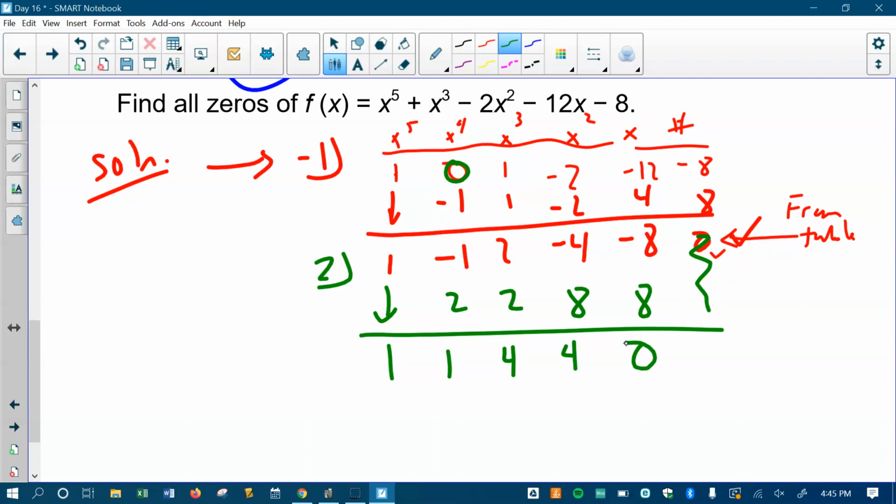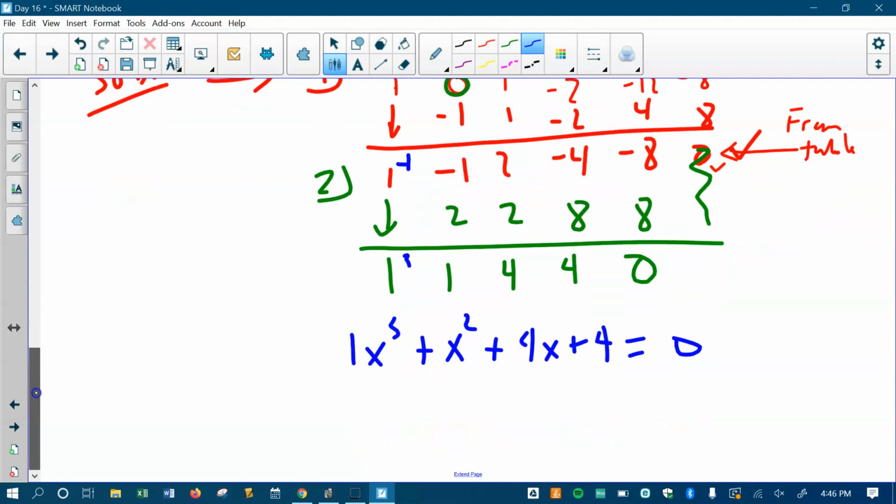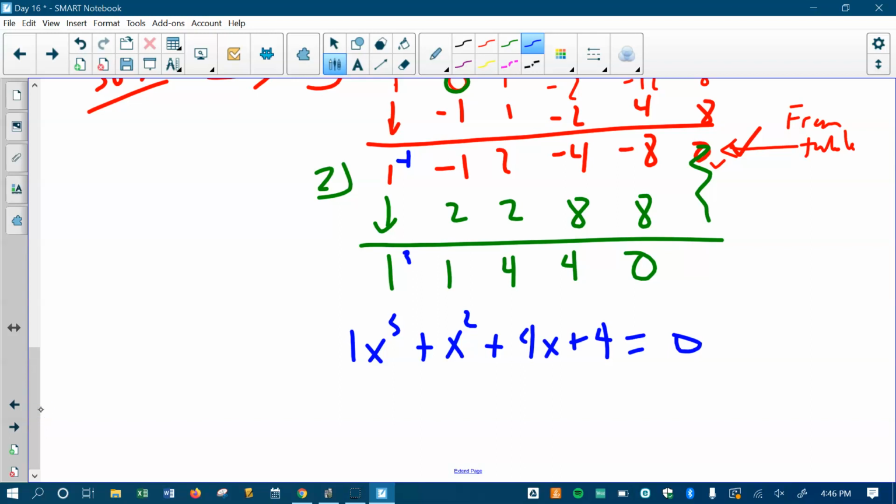Now, let's look and see what we have left for our polynomial. To rewrite this, I have x cubed, so I dropped 2 degrees, right? I was at the 5th power, then I was at a 4th power, and I'm at a 3rd power. So it's 1x cubed plus x squared, plus 4x plus 4 equals 0. We need to set it equal to 0 to solve for it. We are solving here if you're not sure.